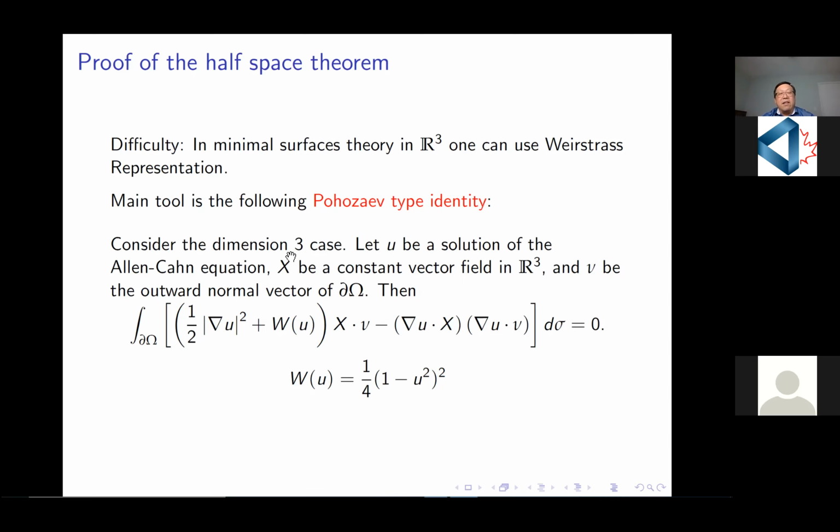So let's consider the dimension 3 case. Suppose we have a solution to the Allen-Cahn equation, and suppose we have a bounded domain like omega, and then we have the so-called Pohozaev identity. So this is the Pohozaev identity. This is the energy, right? This is the bistable, the double-well potential, and then we have gradient u dot x and gradient u dot nu. So this is the equation we're going to use. We want to use this to prove the one-dimensional result.